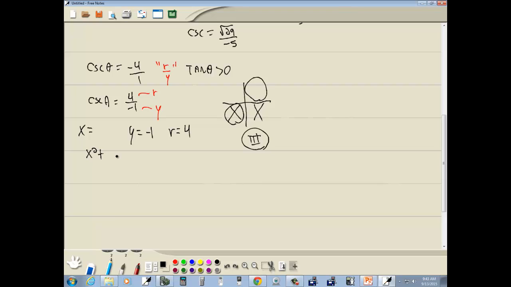We got our formula, x squared plus y squared is equal to r squared. Y we just said was negative 1, so that's negative 1 squared, and r squared is 4 squared. So we got x squared plus 1 is equal to 16. Take the 1 over, and we'll get x squared is equal to 15. Drop the squared, put a plus or minus square root around the other side.